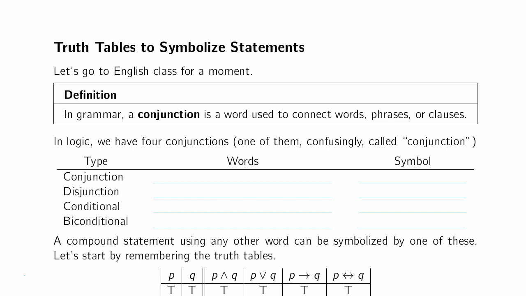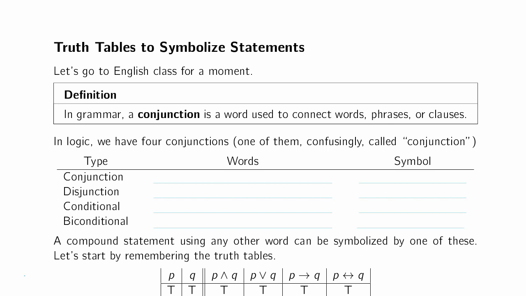Now, so far, in logic, we have 4 conjunctions. One of them, confusingly enough, also called conjunction. I apologize for that, but we're stuck with it. Blame the 19th century. That's usually a good rule of thumb. When something is confusing in math, it's because someone thought it was a good idea in the 19th century, and now we're stuck with it.